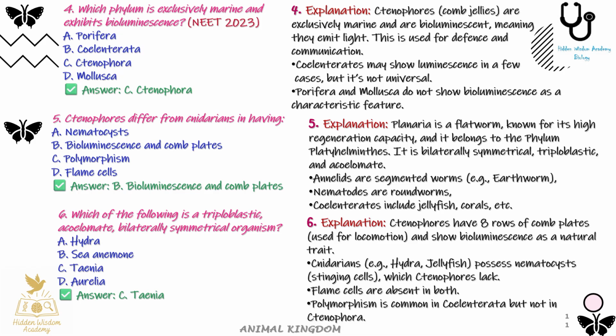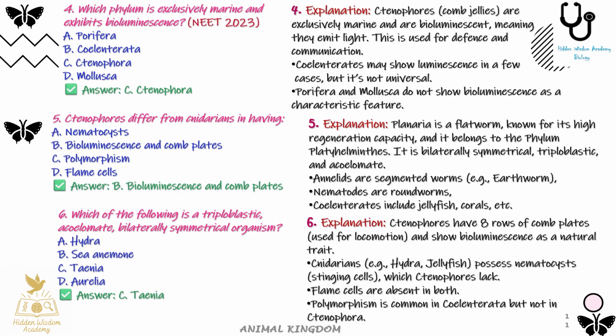Explanation. Ctenophores, also known as comb jellies, are exclusively marine animals that exhibit bioluminescence, the ability to produce light. This light emission helps in defense and communication. While some coelenterata may also glow, it's not a common trait across the group. And Mollusca do not show bioluminescence as a defining feature. The correct answer is option C, that is Ctenophora is exclusively marine and exhibits bioluminescence.